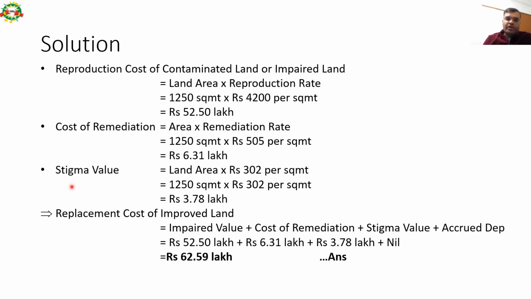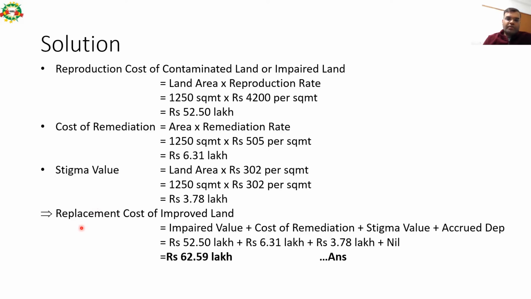Then we have to calculate the stigma value, the risk factor. So land area is given in the question as 1250 square meter, and the stigma rate or stigma cost is also given in the question, which is 302 per square meter. So if you multiply 1250 with 302, it is equal to 3.7278 lakhs, which is the stigma value, the stigma cost.